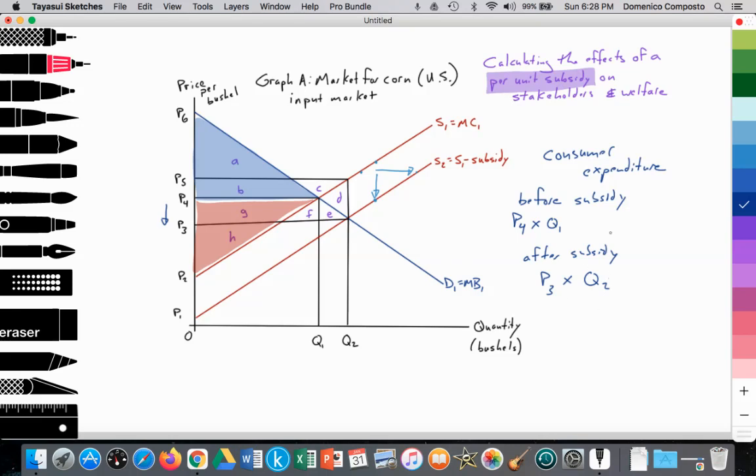Okay, great. And again, they might ask you, what's the change, right? What is the change in consumer spending? So we want to be taking our final value, which is the amount that's calculated with the subsidy, minus the initial, which is the amount before the subsidy, or the amount in the free market. Great.